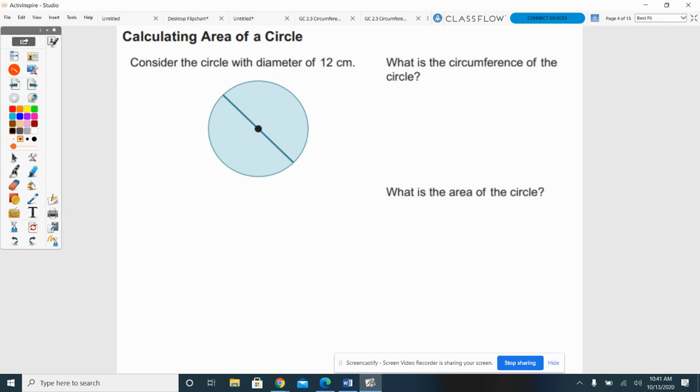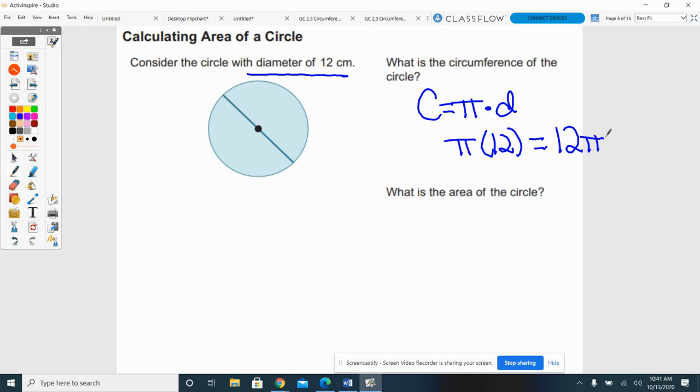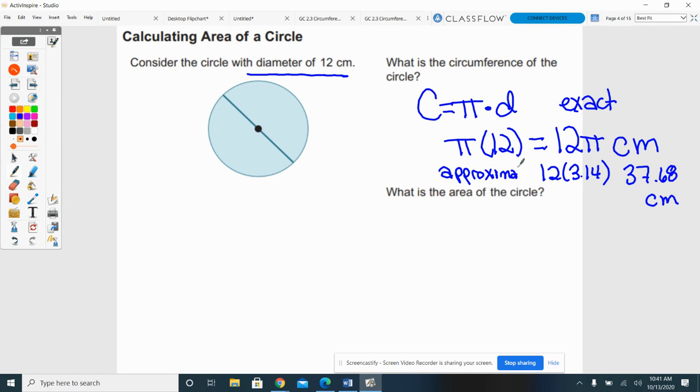All right, so let's practice with our new formula. Here is a circle with diameter of 12. What is the circumference? Well, they gave me the diameter, so I'm going to do pi times diameter, which is pi times 12. And 12 pi is what we call the exact answer. And we would have to have a unit. We would put centimeters because the circumference you can measure with a little tape measure. If you wanted an approximation, you would take 12 times 3.14 and you would get 37.68 centimeters. That's what we call an approximate. And we have the label.